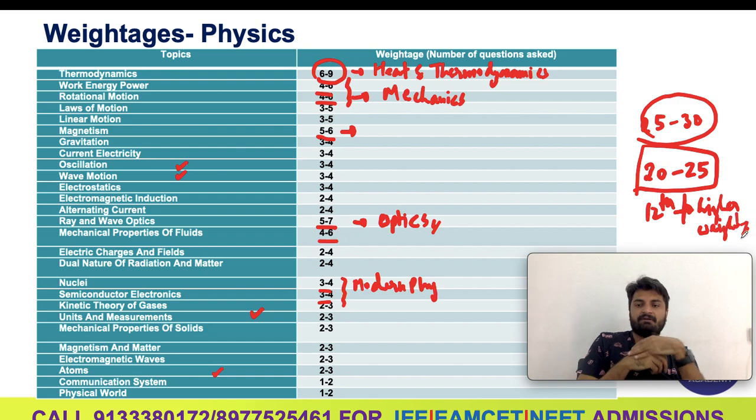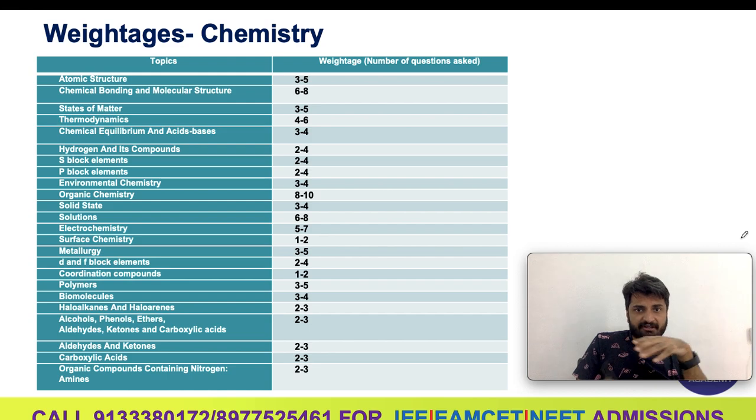Next, coming to chemistry, obviously organic chemistry is very important, super important. Up to 10 questions you can expect in organic chemistry alone, which is 25% of your paper.